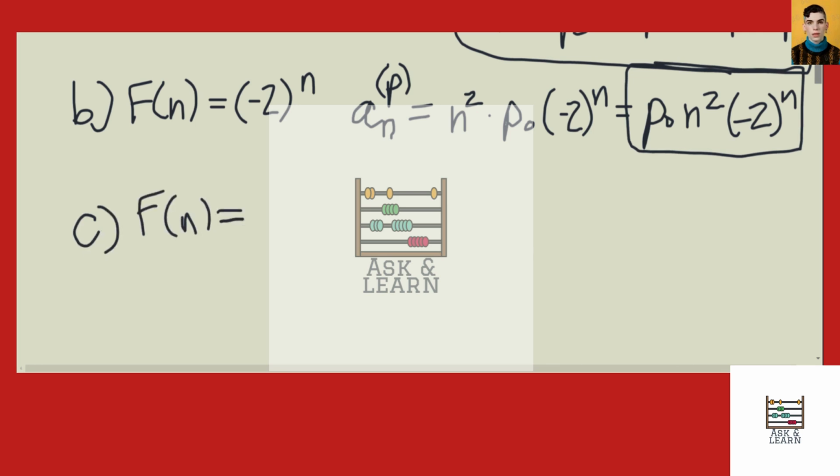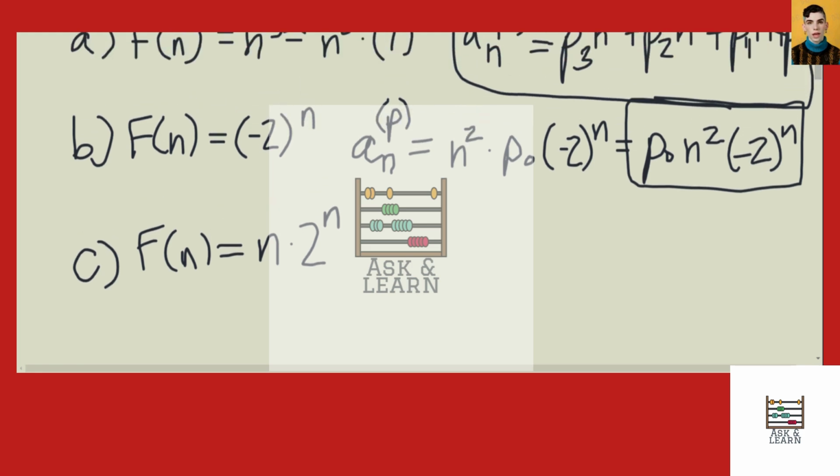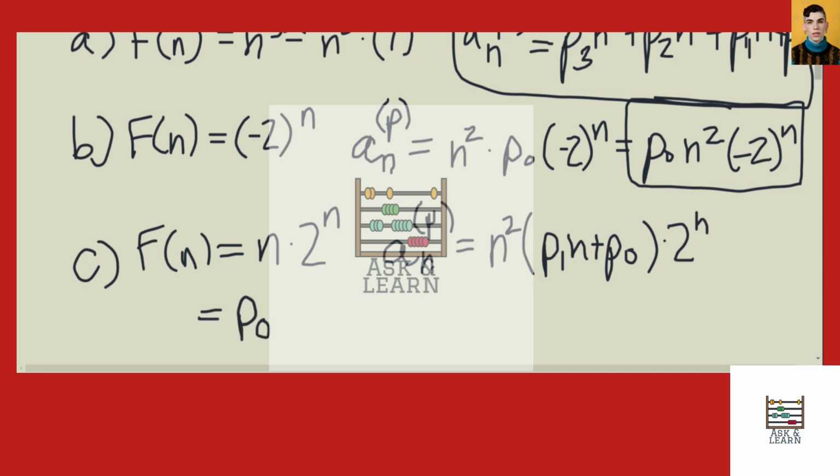In part C, we're given that f(n) is equal to n times 2^n. Two is a characteristic root of multiplicity 2, and so the general form for a particular solution, well, we have that n is a polynomial of degree 1, so this is going to be n^2 times (p1 n + p0) times 2^n, and this can be expanded and written as p0 n^2 2^n + p1 n^3 2^n.